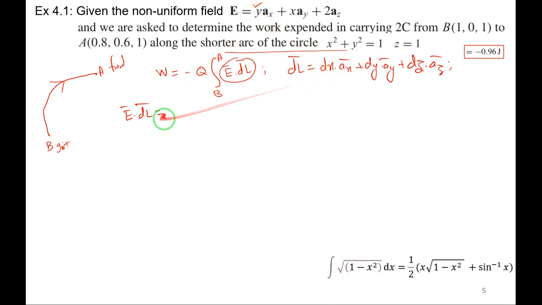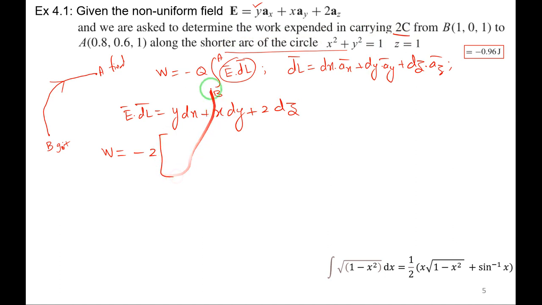Just multiply the corresponding x components, y components, and z components, and add them. So y dx, then x dy, then 2 dz. Then we'll make use of this formula, W is equal to minus Q, where Q is 2 coulombs as given: minus 2, open the bracket, integration of y dx plus x dy plus 2 dz, from B to A.